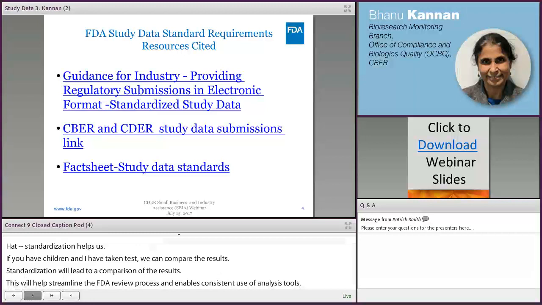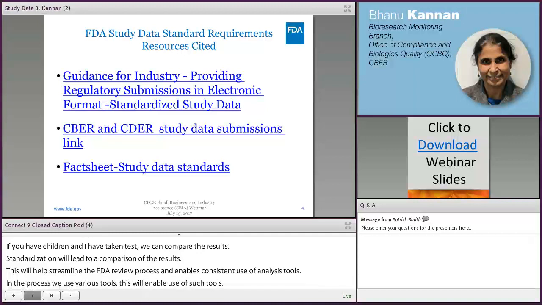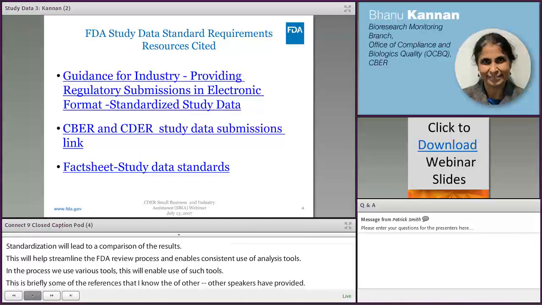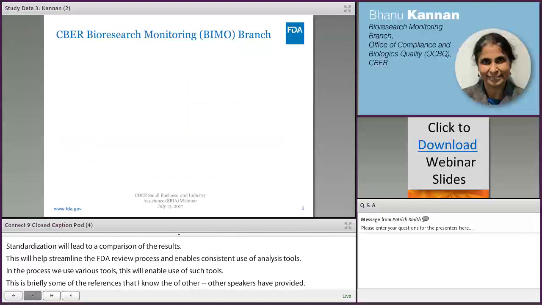And this is briefly some of the references that I know the other speakers have provided that you can refer to. And as the previous speaker mentioned, the CDER study data submissions link may be revised, or you may want to talk to the regulatory project manager as suggested by the previous speaker.